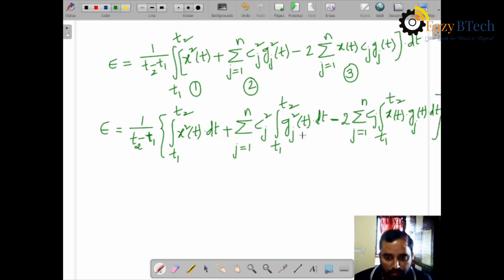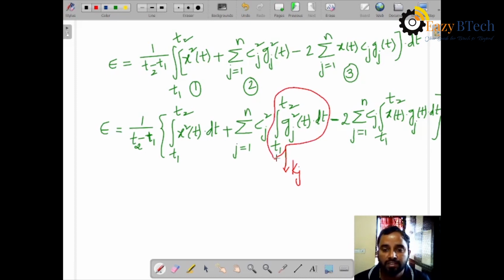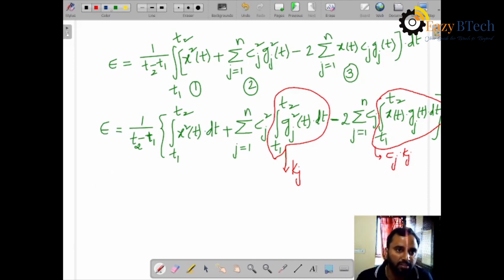Now just a simplification. We already know that the integral t1 to t2 gj square of t dt we have taken as kj. Just before, we discussed this integral. And the integral t1 to t2 x of t gj of t dt will become cj into kj. So we are going to make these substitutions now.